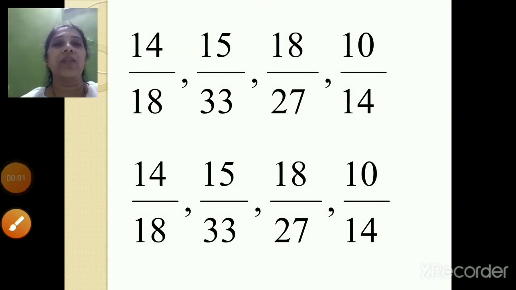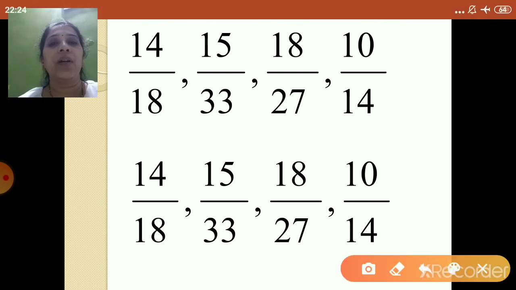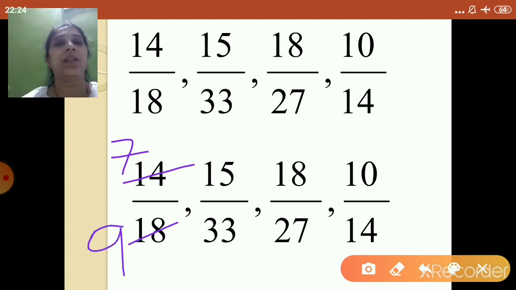So what I have done children, I have written all the equivalent fractions, 14 upon 18, 15 upon 33, 18 upon 27 and 10 upon 14. Now as we discussed, we'll do the further divisibility. As I told you, 14 upon 18 comes in the 2's table. So 2 7s are 14 and 2 9s are 18. So you got it as 7 upon 9. Then we discussed 15 upon 33. So 3 5s are 15 and 3 11s are 33. Right children? So we got it as 5 upon 11.